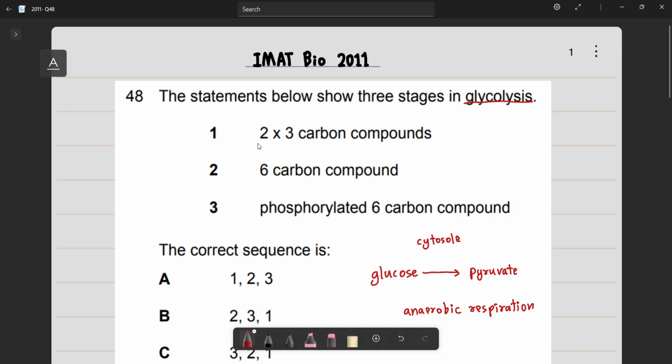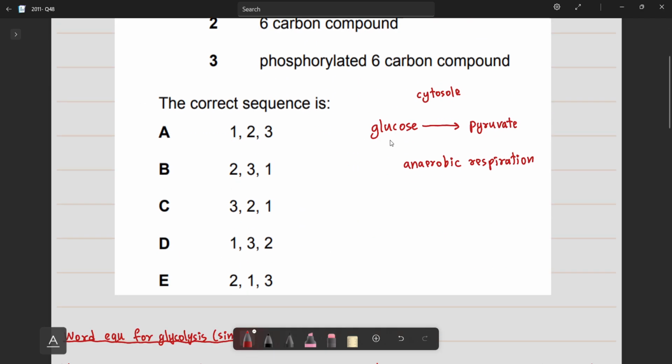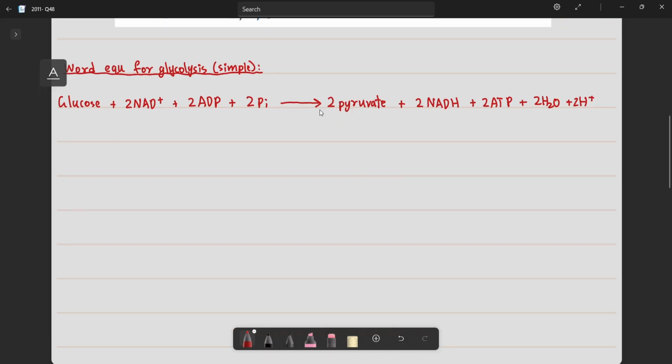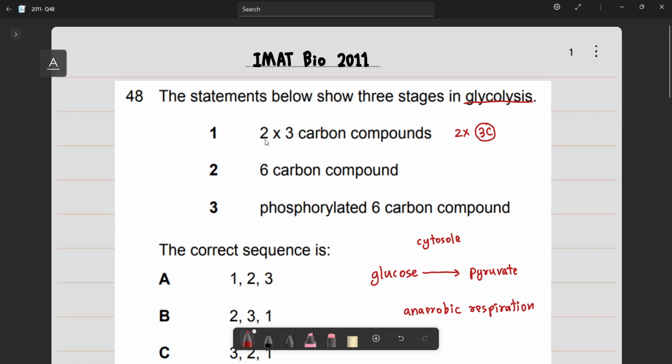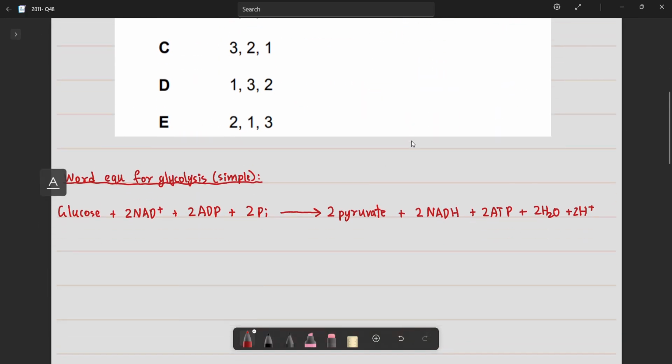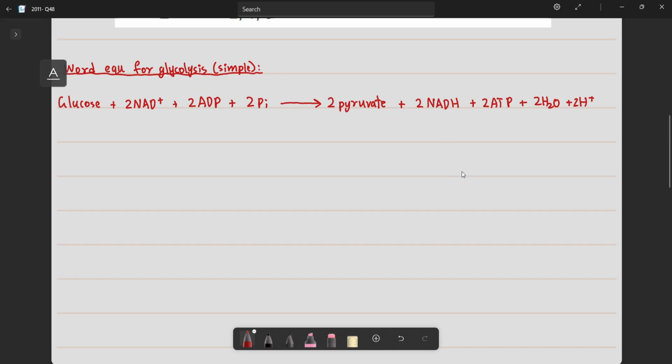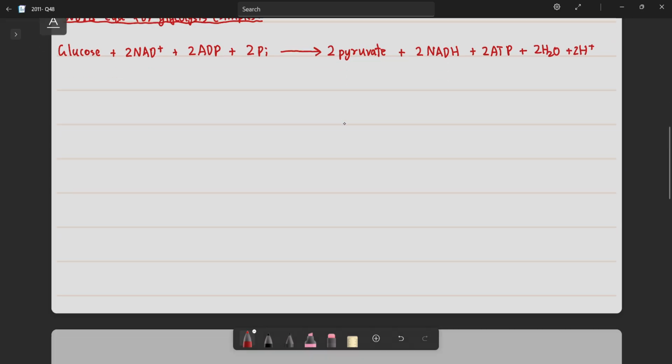So the first one says two three-carbon compounds. What this means is there is a compound that has three carbons in its structure and it's produced twice: one three-carbon compound and another three-carbon compound. The compound they're referring to is pyruvate. This is what they're referring to as two three-carbon compounds, because there are two pyruvates and pyruvate is a three-carbon compound. How?